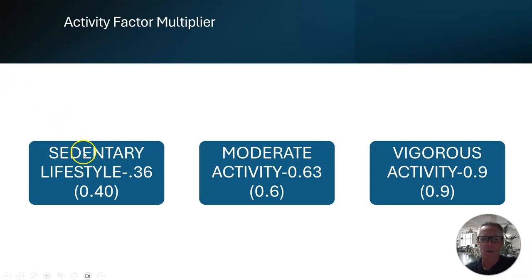For us, we'll make the math easy. So instead of 0.36, we'll use 0.4. Instead of 0.63, we'll use 0.6. And then for 0.9, we'll use 0.9.